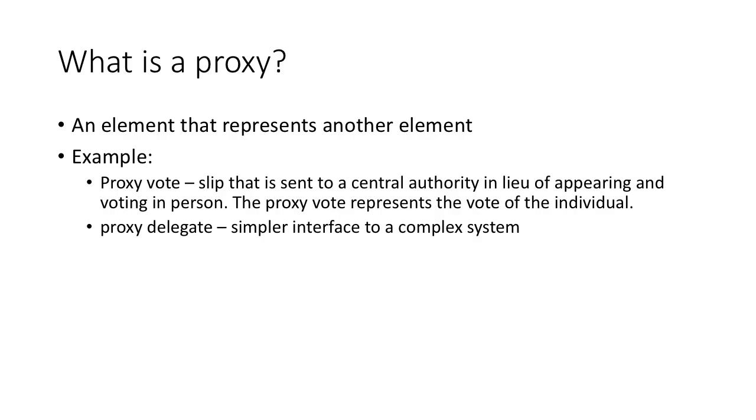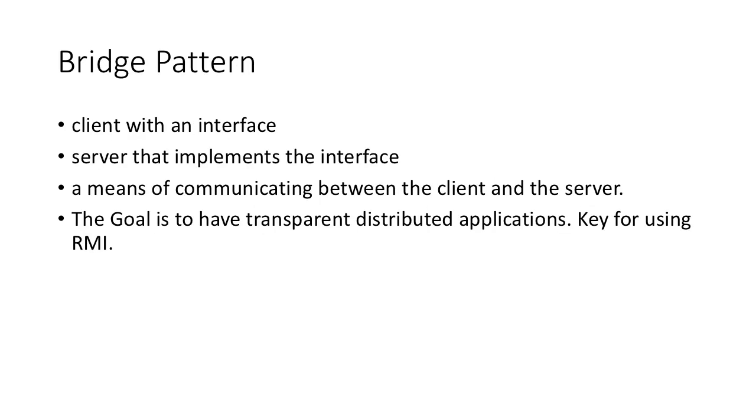In other words, they'll say something like, well, check here next to your favorite candidate, and then just mail it in. And whatever is going on in the background, I don't need to know it. I just have a simple interface to proxy vote. The bridge pattern, that's what happens when you have a client with a simple interface, and that server implements the interface, and we use the interface to communicate between the client and the server.